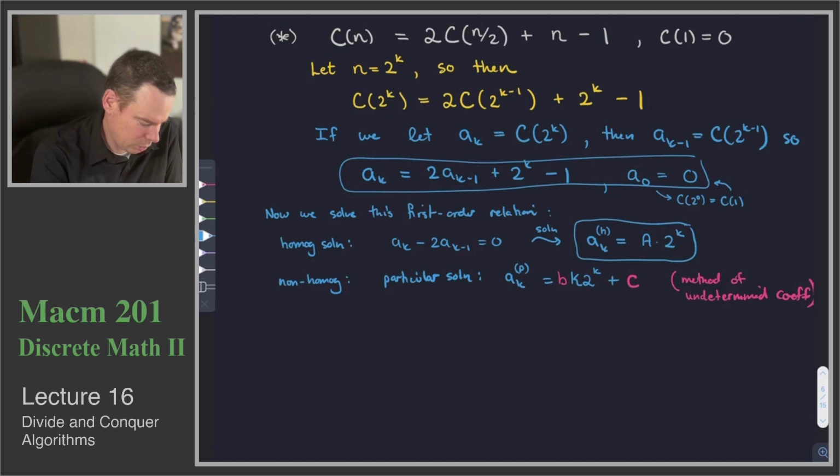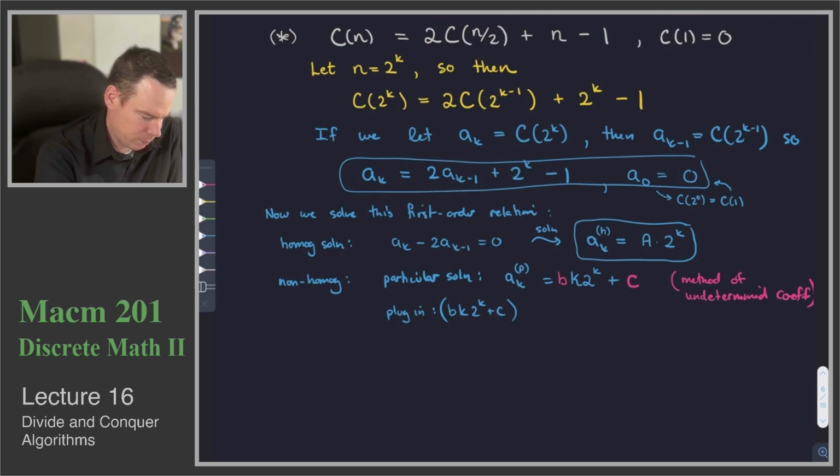Okay, so now we take this particular solution and we plug it into the non-homogeneous equation. So my non-homogeneous equation is a_k. I'm going to take this thing and plug it in for a_k. So I get b k 2^k plus c.